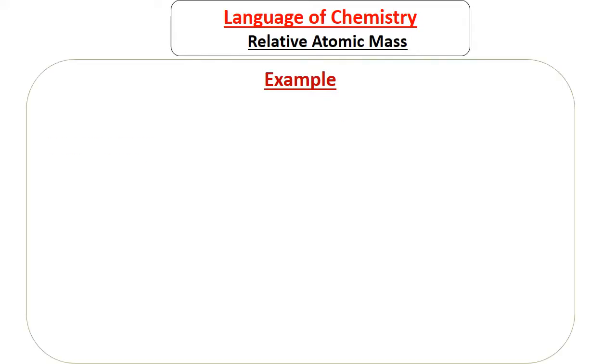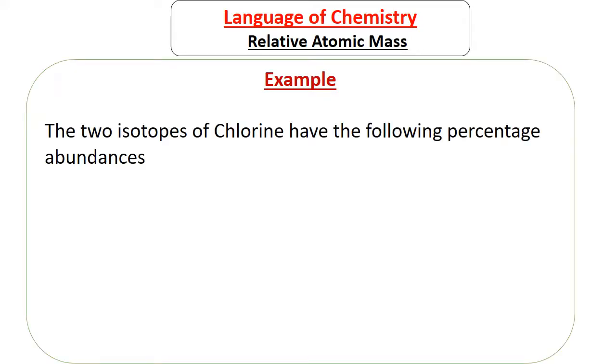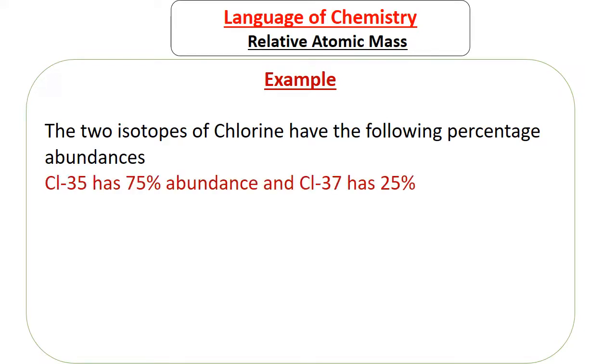So here is an example. The two isotopes of chlorine have the following percentage abundances. Chlorine-35 has 75% abundance and chlorine-37 has 25%. So chlorine-35 is an isotope of chlorine with a percentage abundance of 75%, and chlorine-37 is also an isotope of chlorine, but its percentage abundance is 25%, meaning that in chlorine there is more of chlorine-35 than chlorine-37. So what is the relative atomic mass of chlorine?